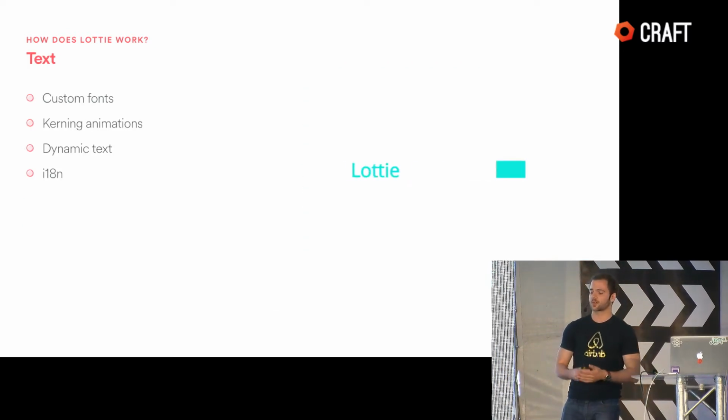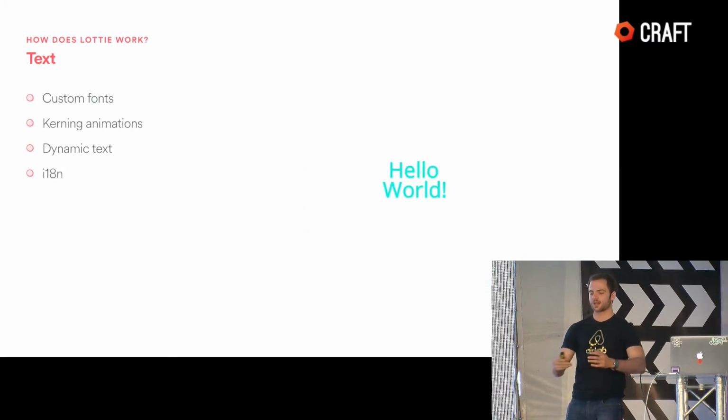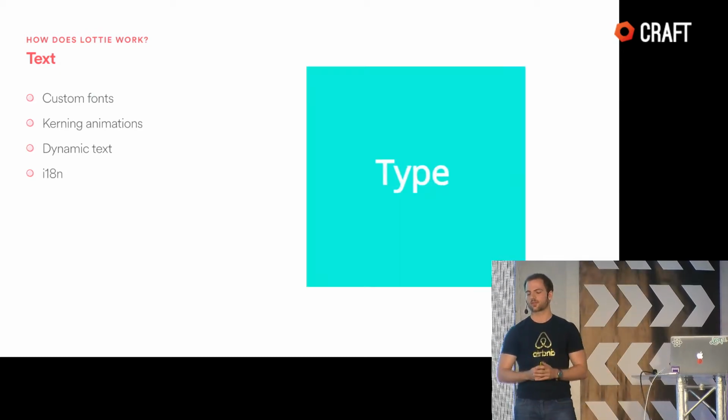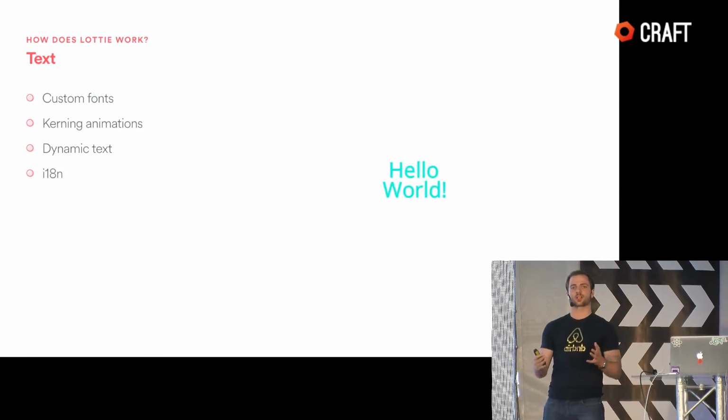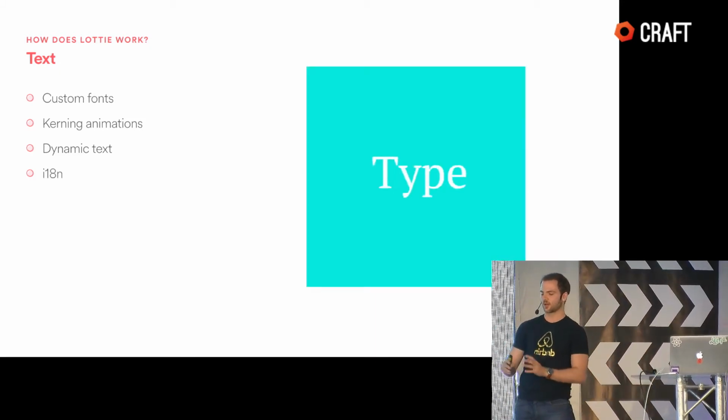Lottie also supports text. Here's an example. This is an actual animation rendered by Lottie. The actual text support varies a little bit platform to platform. The web support is very good. Android support is sort of in the middle, and then iOS and Windows, not quite there yet.